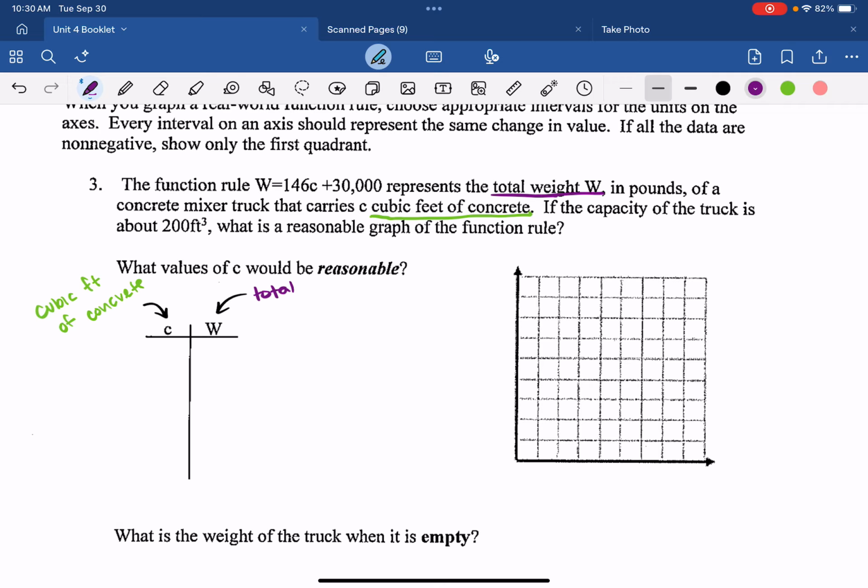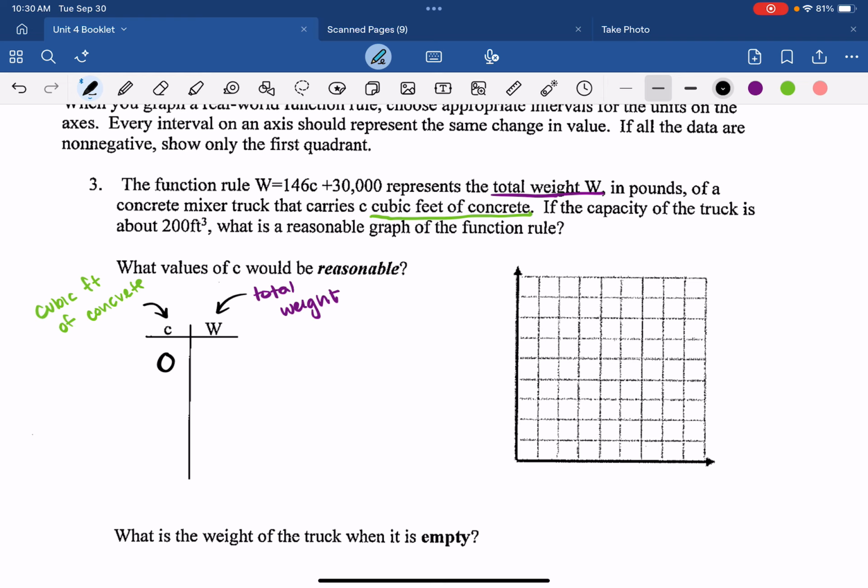Okay, so as we think about this, again, what's the number that I always want to use for sure is 0, right? Why would I not want to choose negative values of C? Well, I wouldn't want to choose negative values of C because it doesn't make sense to have negative cubic feet of concrete, right? That would not work. We don't want negative values of C, so I'm only going to go up by positives.